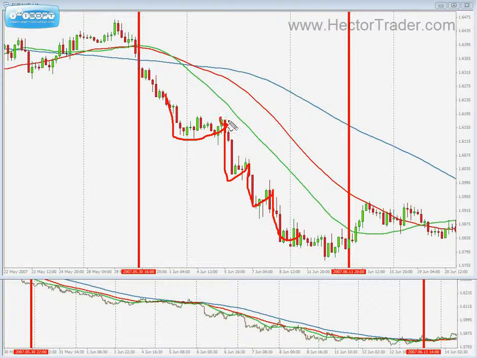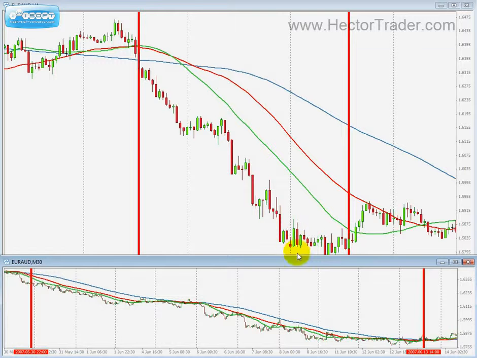It always falls shy, like I say, of that area. It doesn't quite reach that area. So the 6th condition on the 4-hour time frame is not fulfilled, is it?